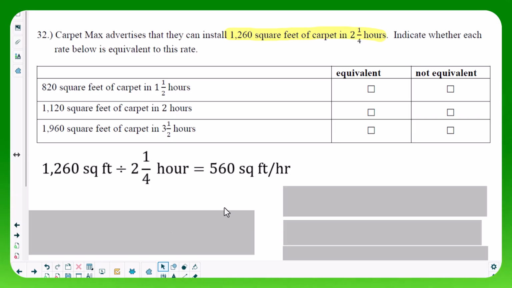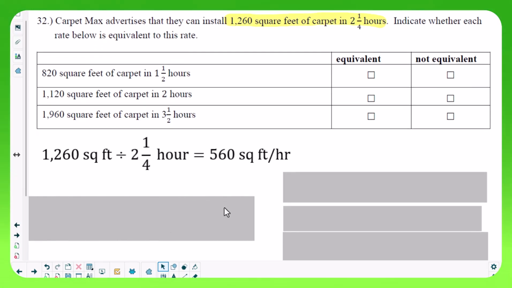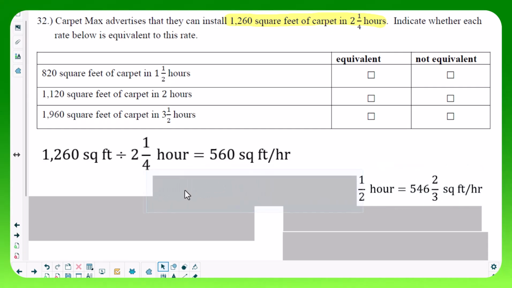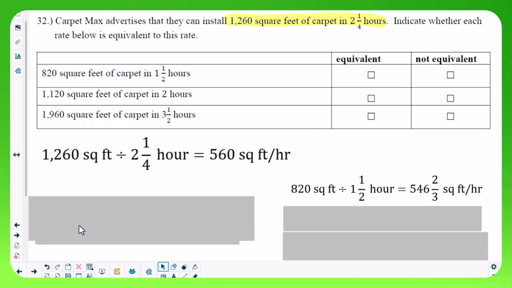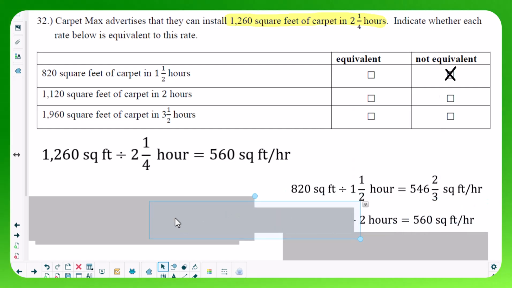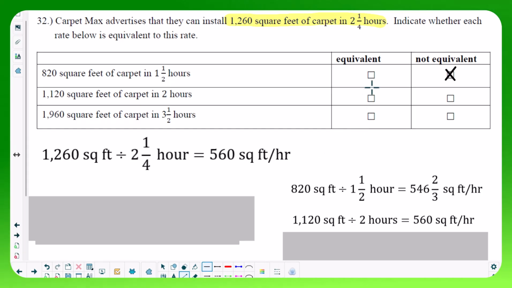So let's look at each of these examples separately. In our first example, let's take the 820 square feet divided by 1 1/2 hours, and that gets us 546 2/3 square feet per hour. We can say that this is not equivalent. The box we're going to check is this one here. Our second row, 1,120 square feet divided by 2 hours, is going to get us 560 square feet per hour. So this one is equivalent to the original one that was given.